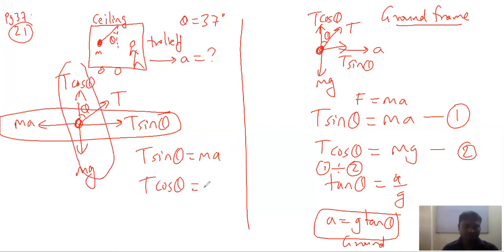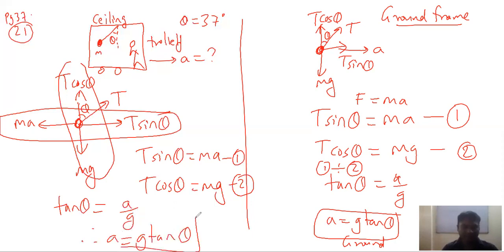So again, if I divide these two equations, I will get tan theta is a by g, giving the value of acceleration as g tan theta. So whichever frame of reference you use, whether you use the ground frame or the trolley frame, the answer for acceleration will come out to be the same. So this is question number 21.